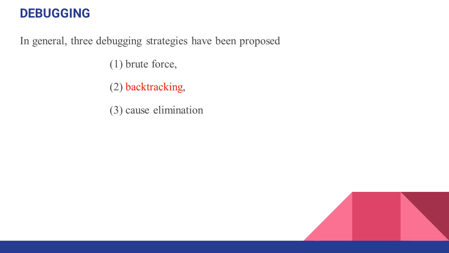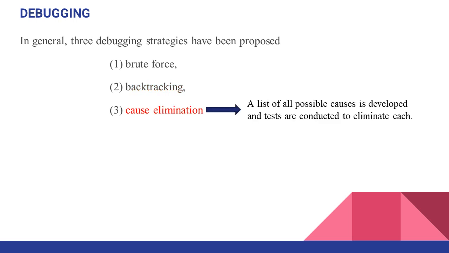The third approach to debugging is cause elimination. It is manifested by induction or deduction and introduces the concept of binary partitioning. Data related to the error occurrence are organized to isolate potential causes. A cause hypothesis is devised and the aforementioned data are used to prove or disprove the hypothesis. Alternatively, a list of all possible causes is developed and tests are conducted to eliminate each. If initial tests indicate that a particular cause hypothesis is promising, data are refined in an attempt to isolate the bug.